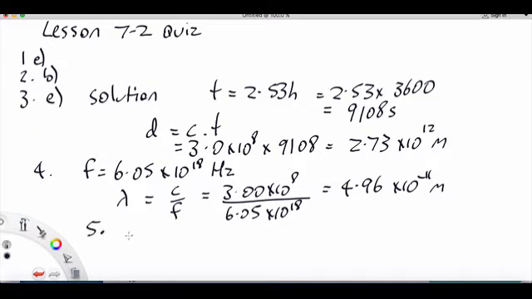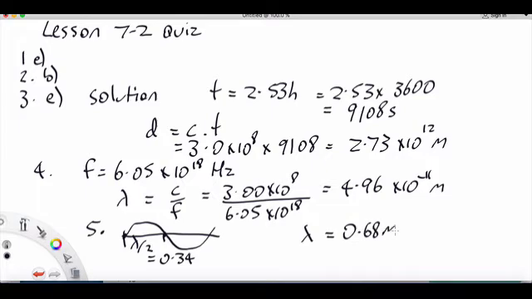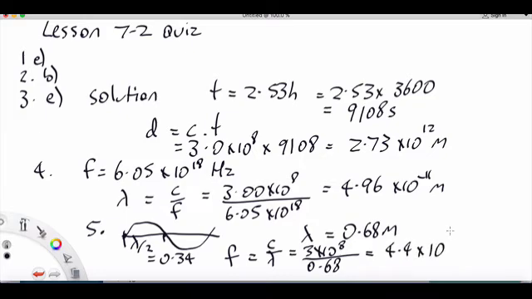Now number 5, if we've got that wave looking like this, from one zero to the next zero, that is lambda over 2, and that equals 0.34. So we have lambda, which is double that, is 0.68 meters, and then the frequency is C over lambda is 3 by 10 to the 8 over 0.68, which will be 4.4 by 10 to the 8 hertz.